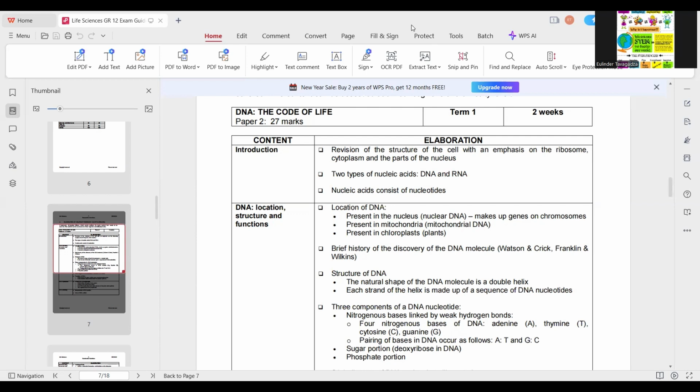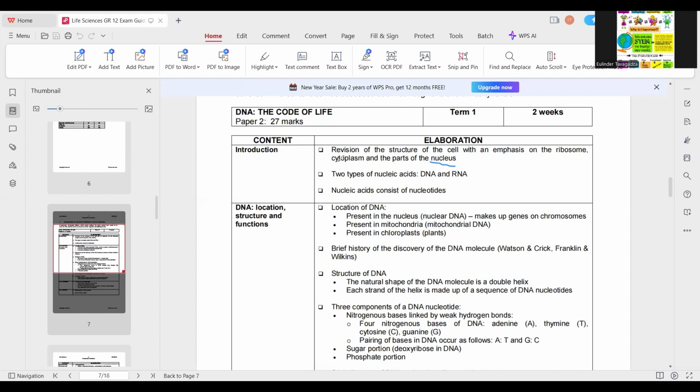Right, okay. So now we move on to the first topic that we'll be doing. This is in paper 2. You find this paper in paper 2. But basically, this is the topic that you start with this term. So on introduction, first you will revise the structure of the cell, okay? You need to know the structure of the cell, and you'll be emphasizing on a ribosome, cytoplasm, and parts of the nucleus. So this is just a revision.